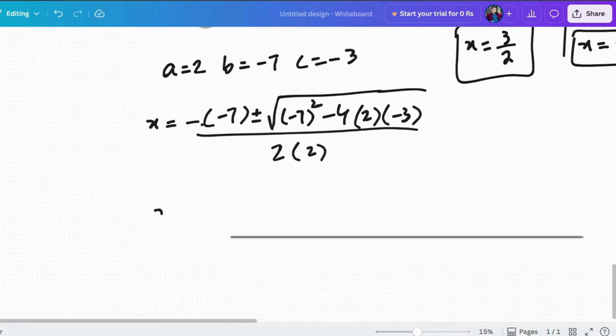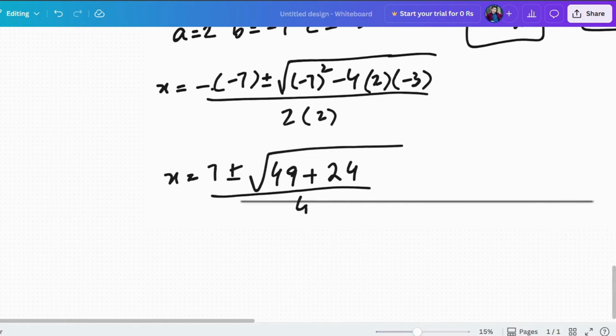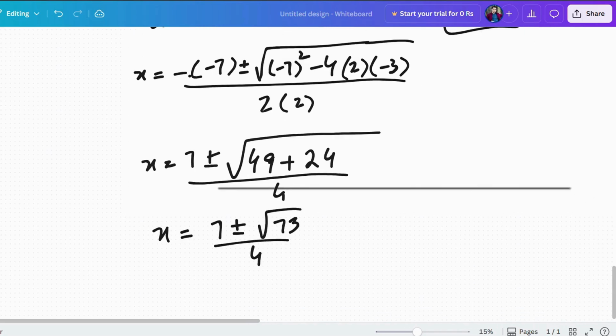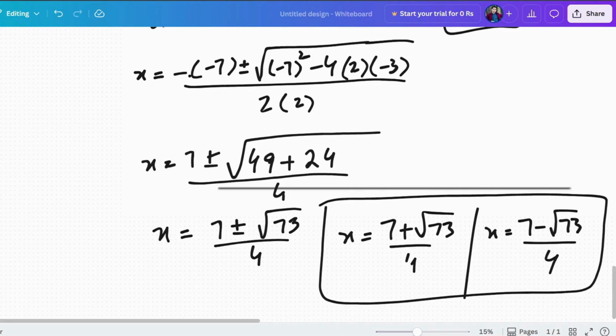So by this way I will get x equals 7 plus minus 7 squared is 49, minus minus plus 4 times 2 is 8, and 8 times 3 is 24, divided by 4. So I'll get x equals 7 plus minus, what is 49 plus 24, that is 73, divided by 4. So we can put it as x equals 7 plus radical 73 divided by 4, and x equals 7 minus radical 73 divided by 4. Okay, these two are our answers, so we can put them both.